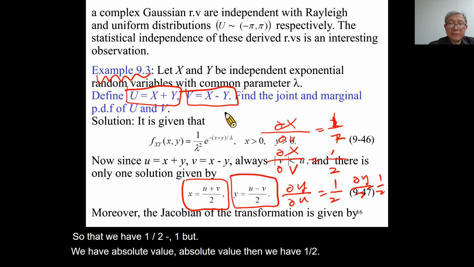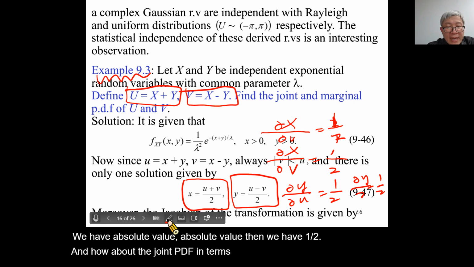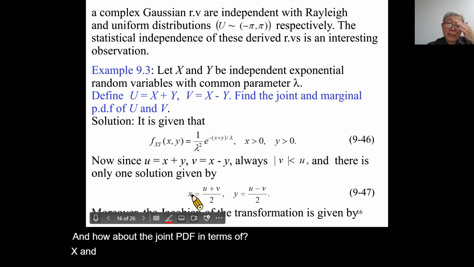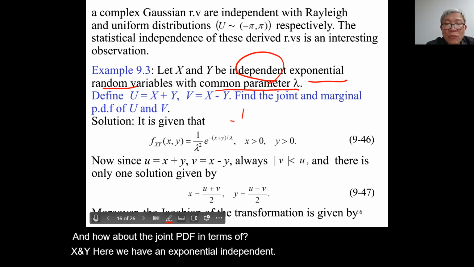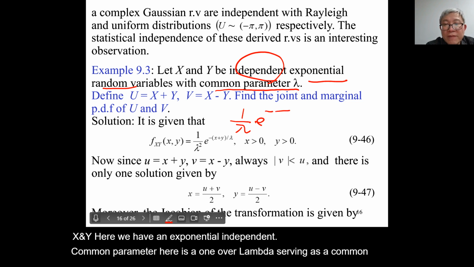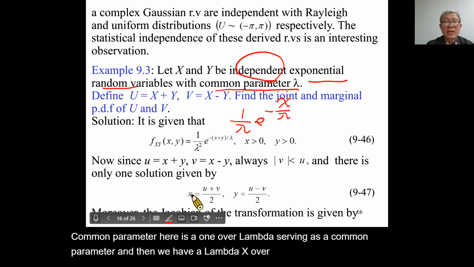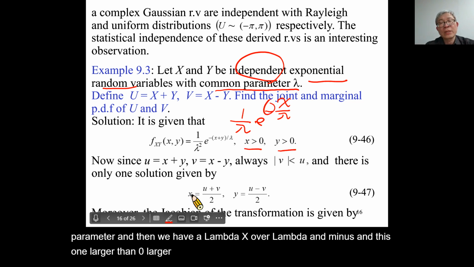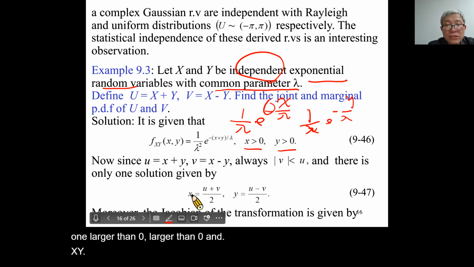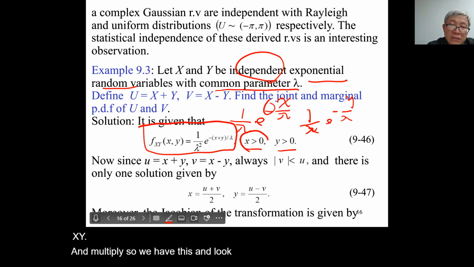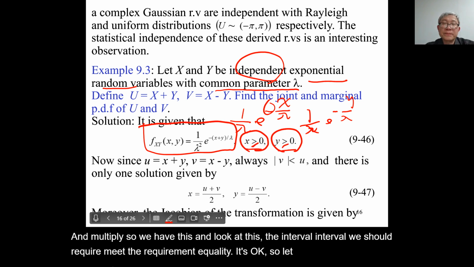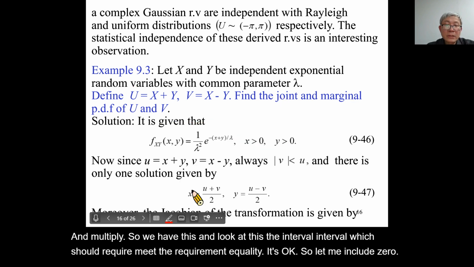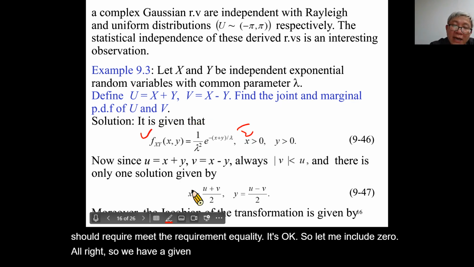And how about the joint PDF in terms of X and Y? Here, we have exponentials, independent, with a common parameter, here 1 over lambda serving as the common parameter. And then we have lambda, x over lambda, and minus. And this one is larger than 0, larger than 0. And x, y, and multiply, so we have this. And look at this interval, we should meet the requirement. Equality is okay, so that means include 0.